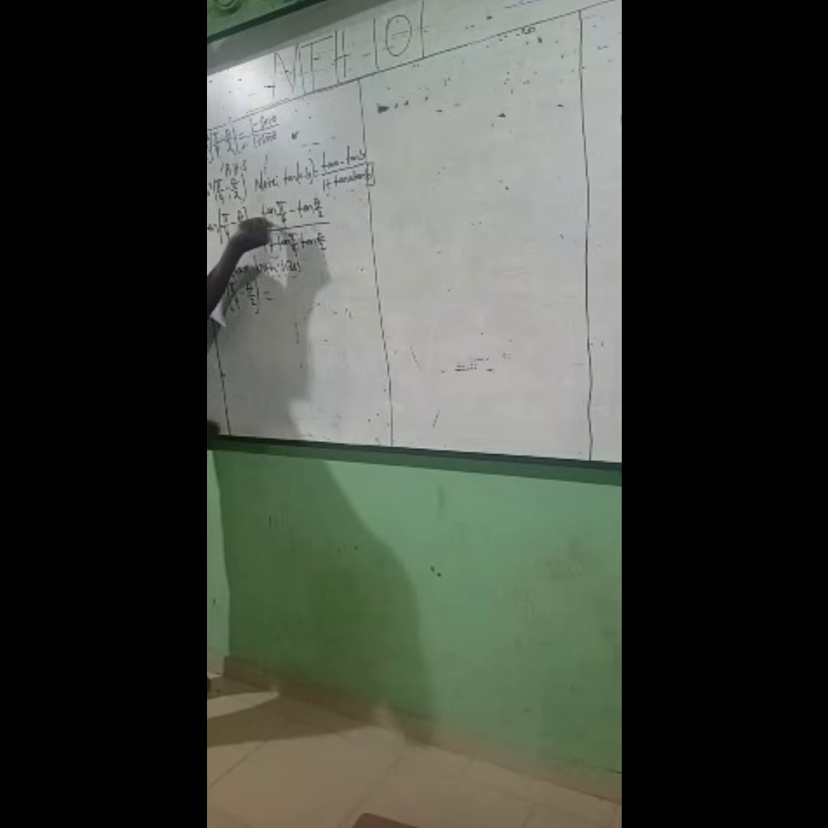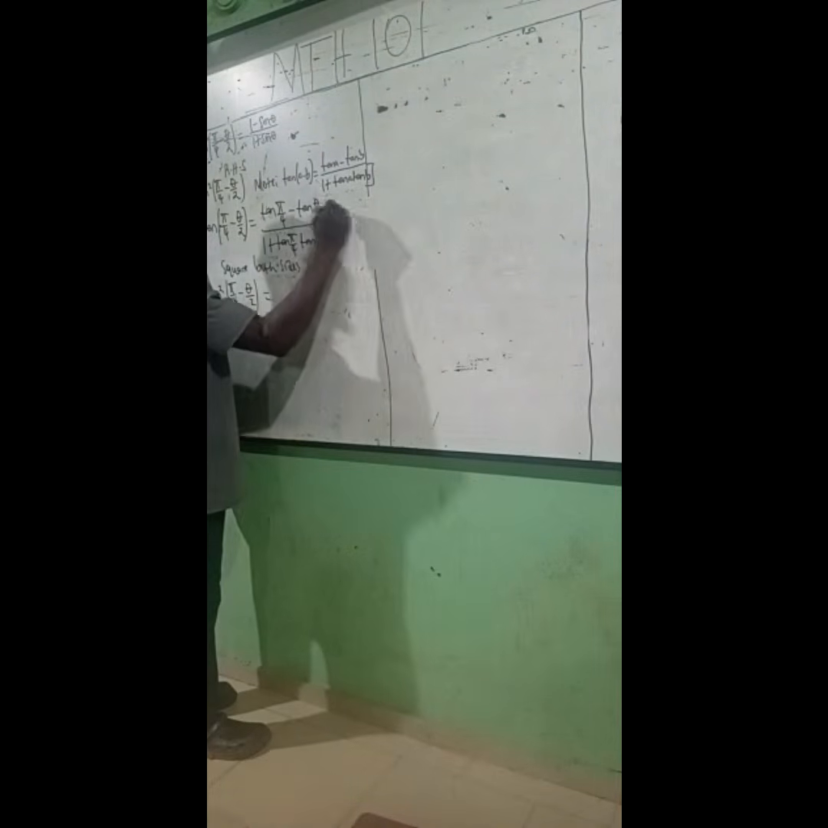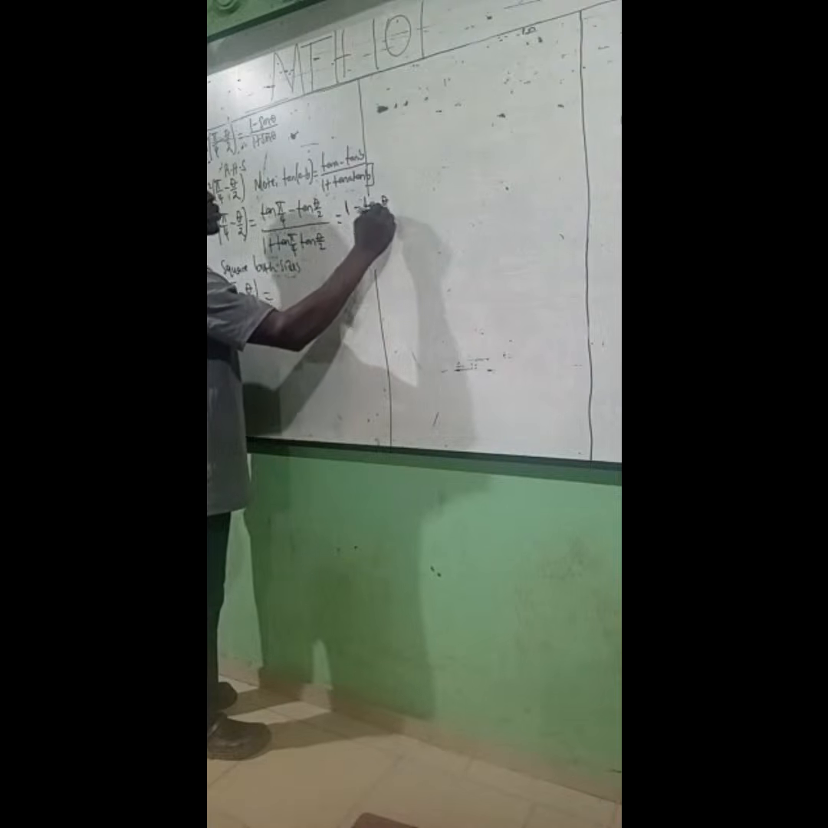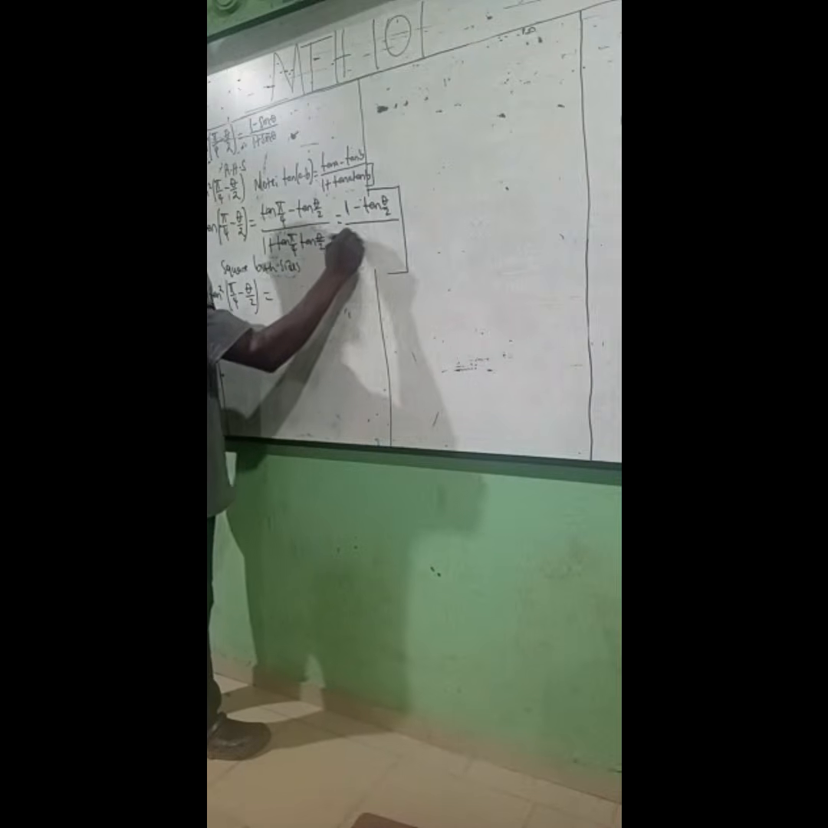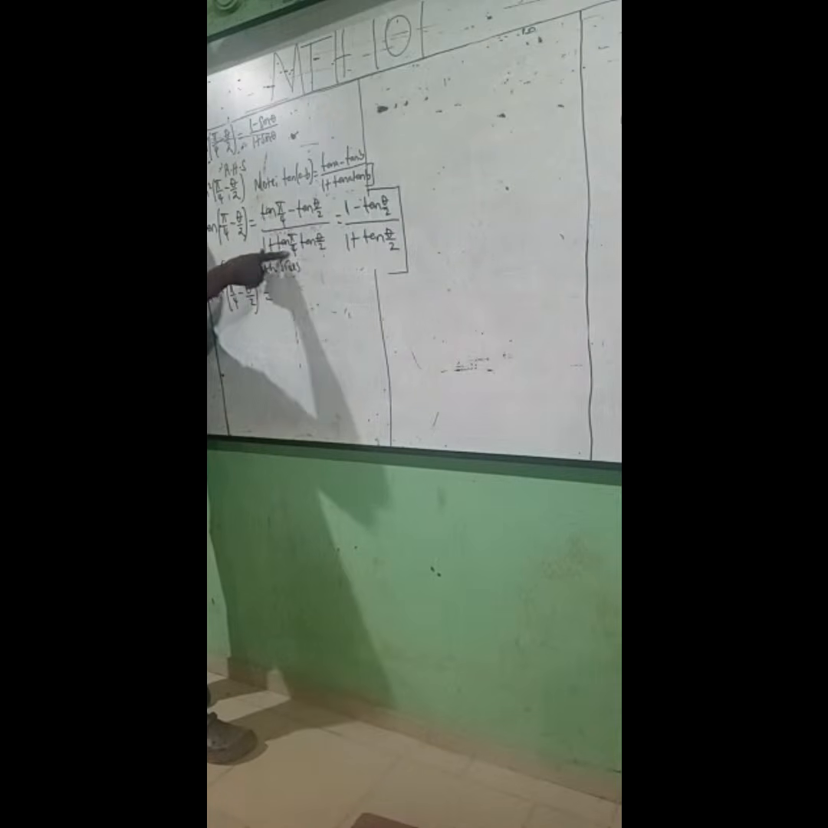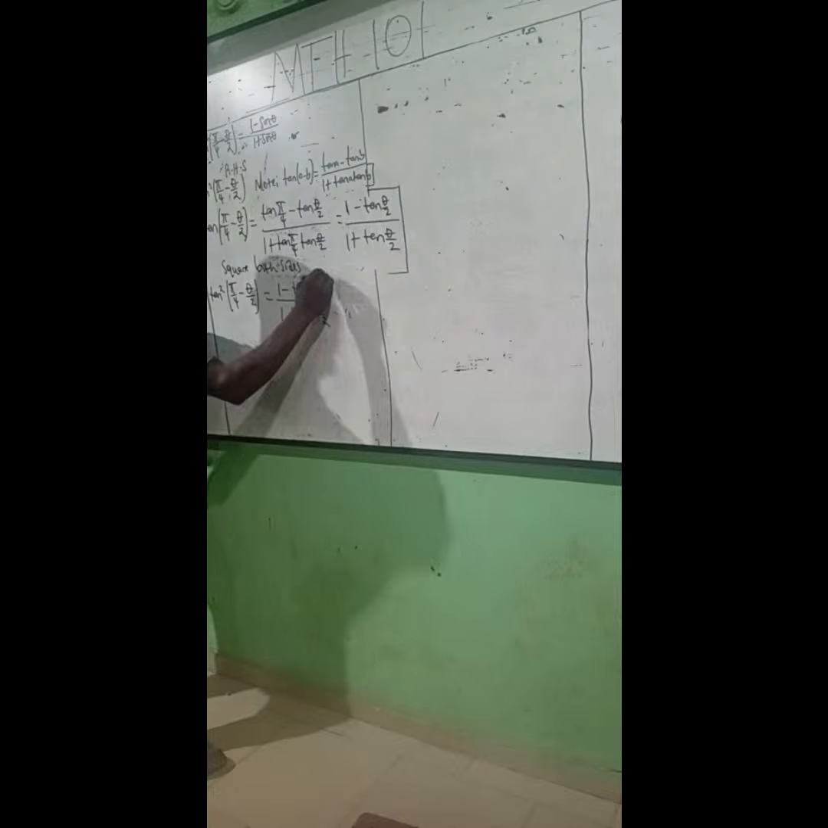So this is already 1. Let me write it first. This gives us tan(5π/4) is (1 minus tan(θ/2)) divided by (1 plus tan(θ/2)). No, this tan(5π/4) is 1. 1 times this will have this back, isn't it? So now let's start: 1 minus tan(θ/2) divided by 1 plus tan(θ/2).